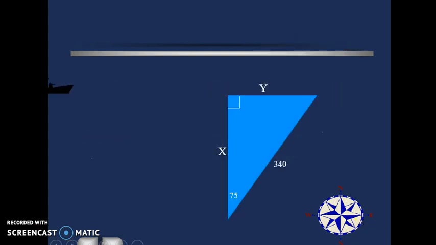Let's see our simulation. So here is our ship. 340 is how far the ship has traveled, and 75 degrees is the angle that the ship was moving in. So X represents the north part, where Y represents the east part of the ship.